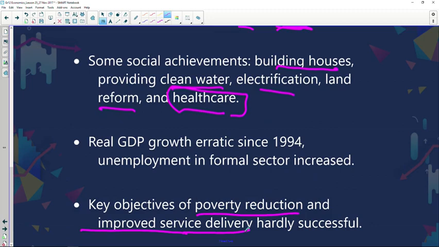So the policy itself had some wonderful objectives, but I think the implementation was a huge challenge, and hence it resulted in only slight improvement in terms of the key objectives that the policy had. And we can see that we are still battling with these issues of poverty reduction and issues around service delivery in our country.